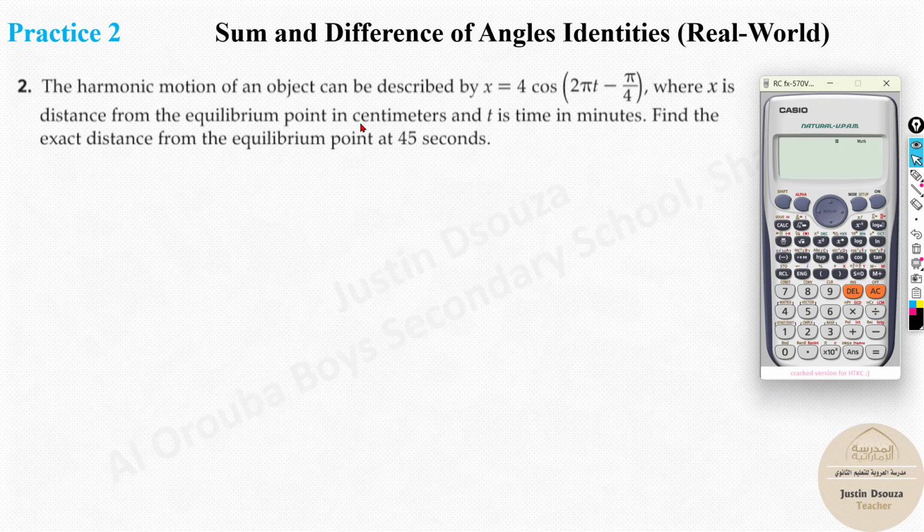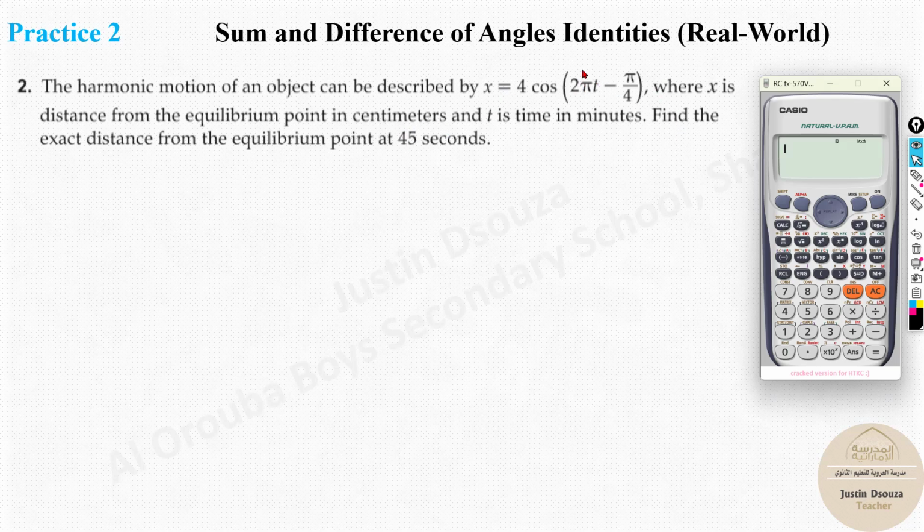The harmonic motion of an object can be described by x equals 4 cos of 2 pi t minus pi by 4, where x is the distance from the equilibrium point in centimeters and t is the time in minutes. Okay. Find the exact distance from the equilibrium point at 45 seconds. Okay. So basically, this is the equation that's already given, where this x is giving the distance from the equilibrium point in centimeters. Now over here, they have given you a time of 45 seconds, and you are expected to solve for the distance after 45 seconds.